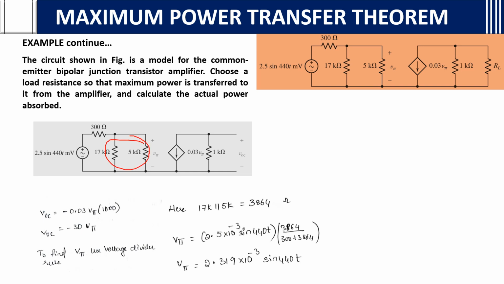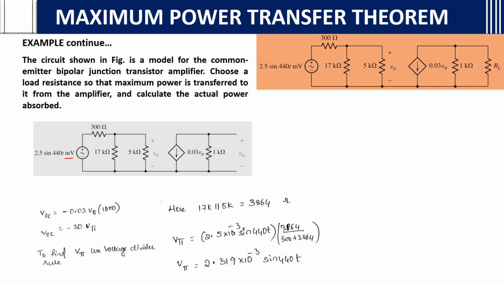V pi across this is equal to the total voltage, whatever is there, 2.5 into 10 power minus 3 sine 440t, into the voltage divider ratio, that is 3864 by 300 plus 3864. Then you will get the V pi value. The sine 440t will stay as it is. You multiply this and this, then you will get 2.319 into 10 power minus 3 sine 440t.